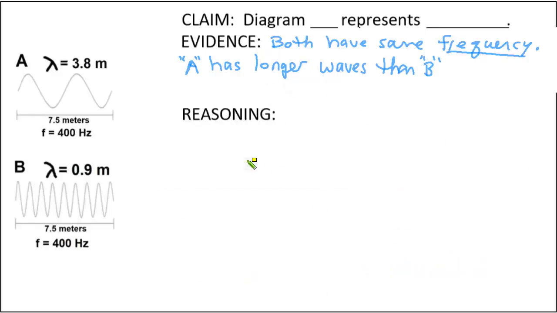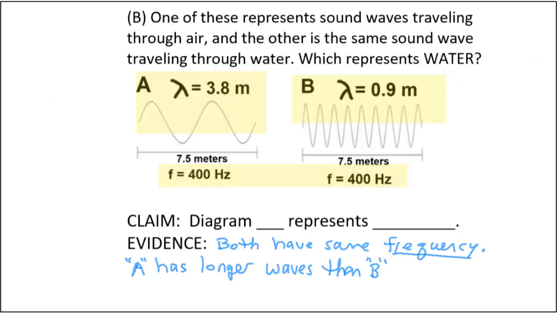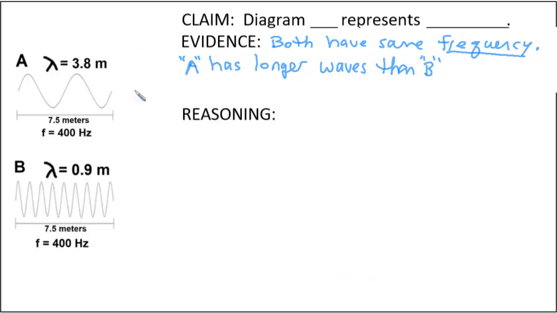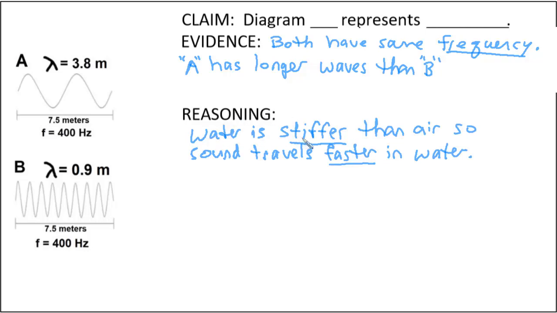Now we can move on to the reasoning. There are two parts of the reasoning. The first part's going to talk about what? So now you just got to think about, we're trying to look for which one of these is in water. So thinking about water, compare the stiffness of water to air. How does stiffness compare? And then how does the speed compare? So write that. Water is stiffer than air, so the sound travels faster in water.